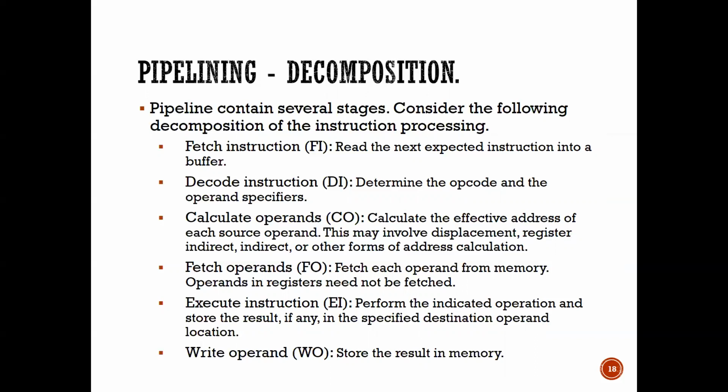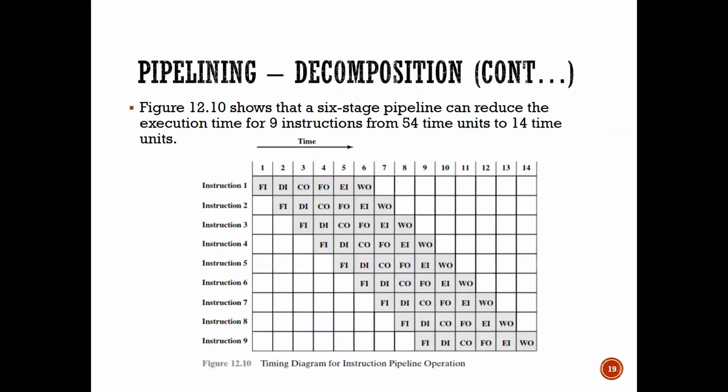Fetch operand, fetch each operand from memory; operands in registers need not be fetched. Execute instruction, perform the indicated operation and store the result, if any, in the specified destination operand location. Write operand, store the result in memory. This figure shows the 6-stage pipeline can reduce the execution time for 9 instructions from 54 time units to 14 units.